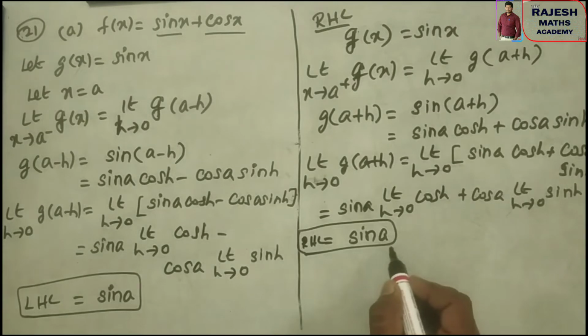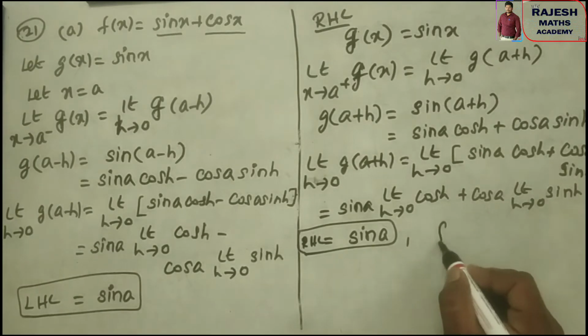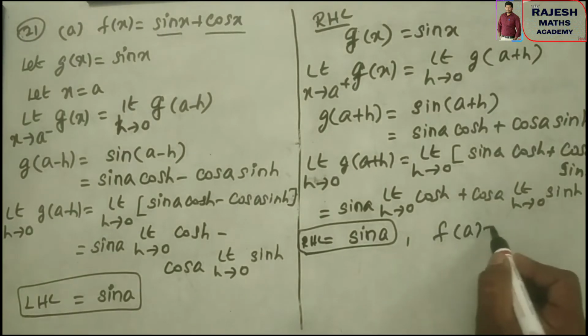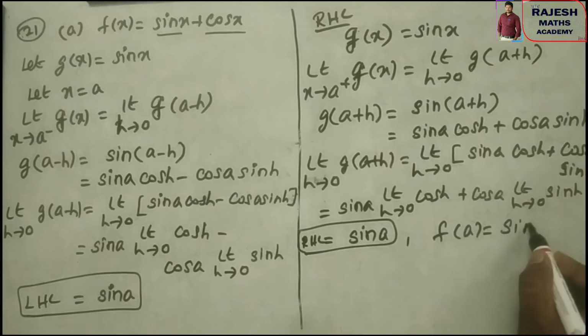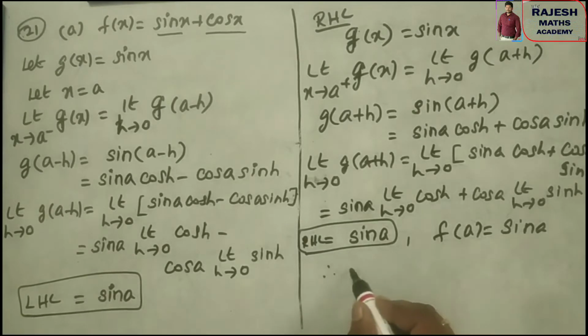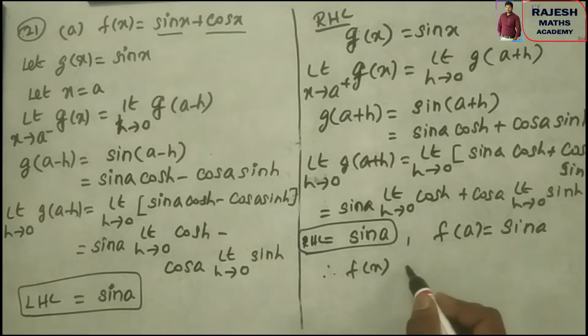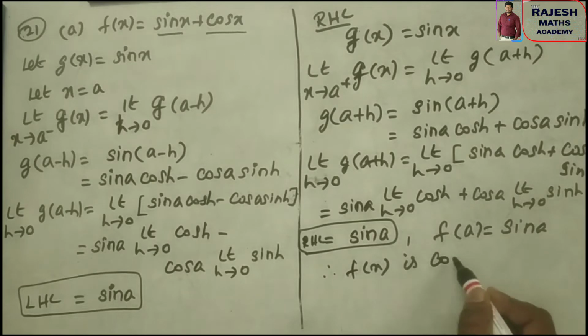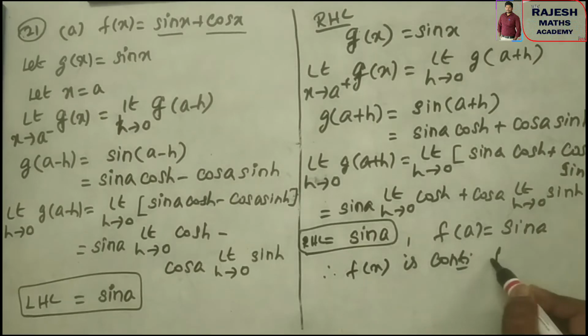Now what is the value of the function f of a? That I can replace, that is equal to sin a. So therefore LHL equal to RHL equal to value of the function. Therefore we can say f of x is a continuous function.